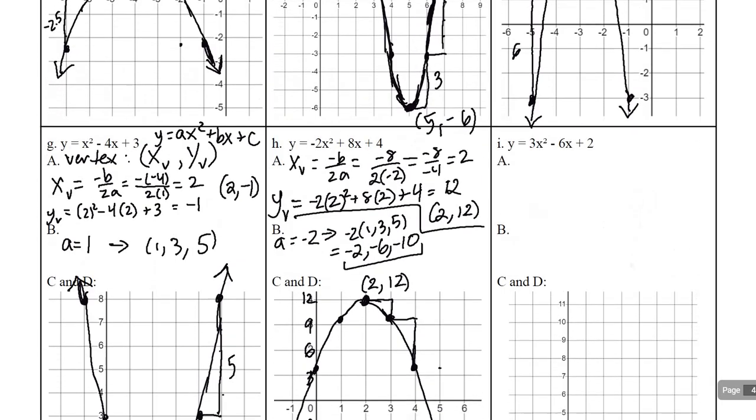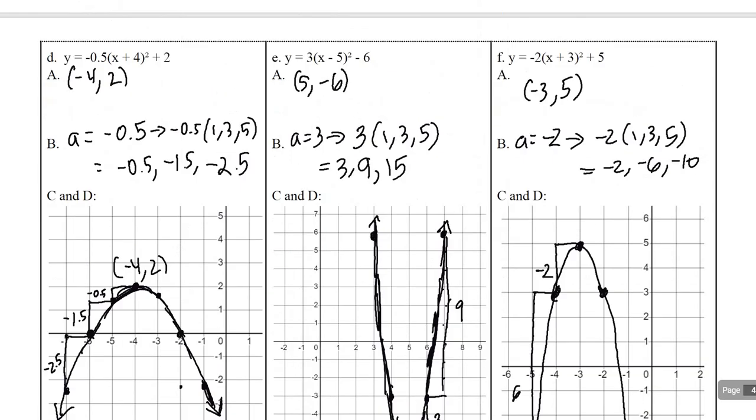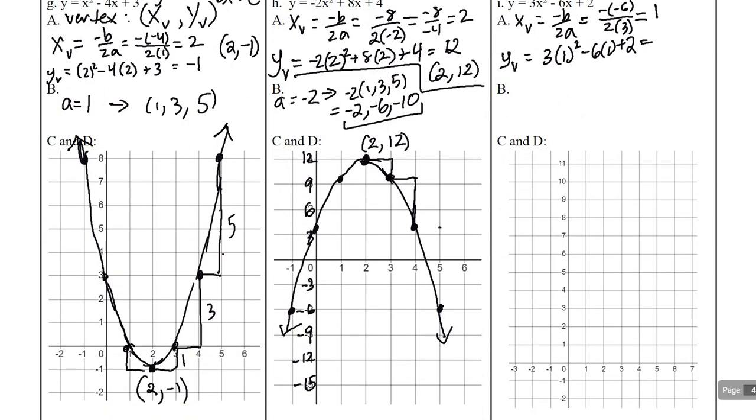Okay, last problem. All right, the x part of my vertex will be at negative b over 2a. That's going to be negative of negative 6 over 2 times 3, and this will become positive 1. The y part of my vertex is going to be at 3 times 1 squared minus 6 times 1 plus 2, which is 3 minus 6 plus 2, which is negative 1. Oopsies. So my vertex is at (1, -1).